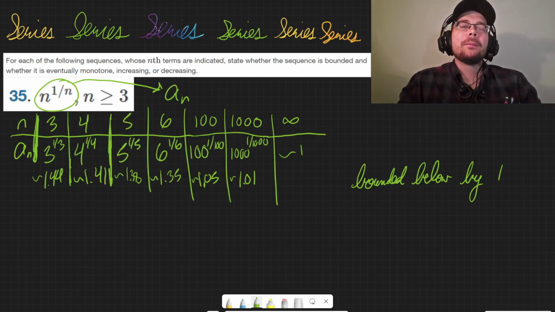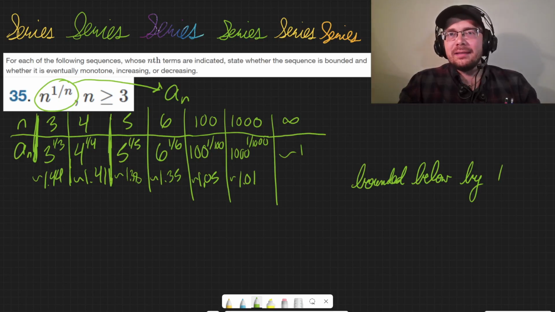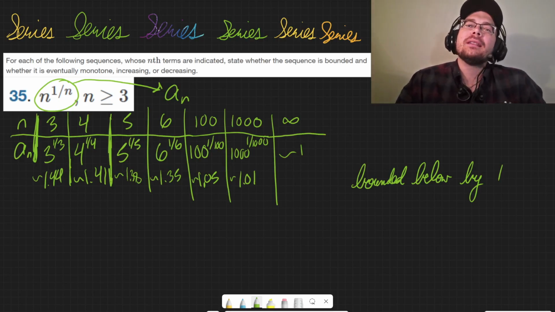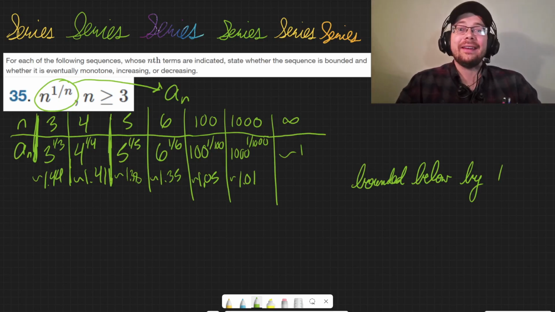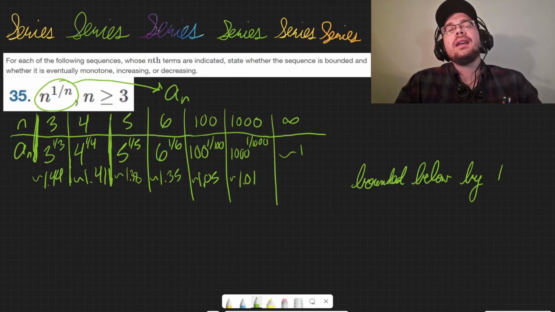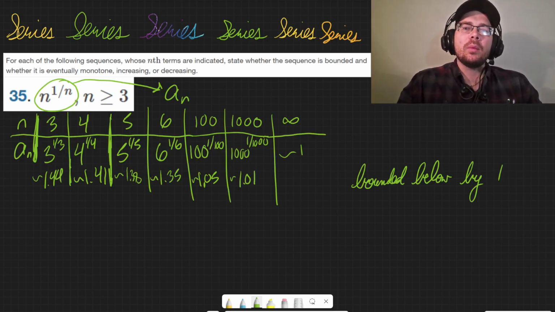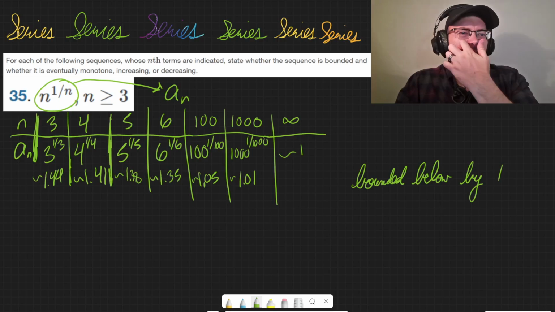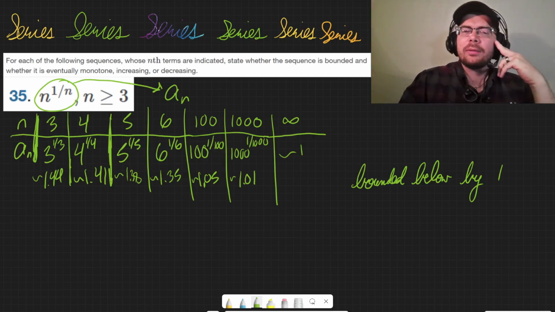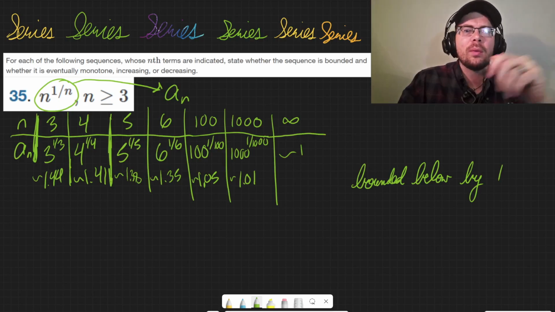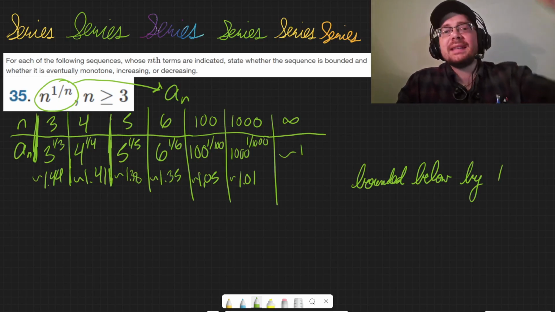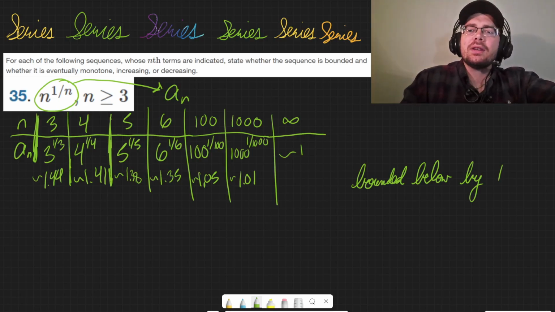So if we're increasing all the time, we're monotone increasing. If we're decreasing all the time, then we're monotone decreasing. If we're stagnant all the time, then we'd be monotone stagnant. There's not really an option for that. So we're definitely decreasing. It's not a wave. It's just leveling out. 1.44, 1.41, 1.38, 1.35 is decreasing pretty slowly, but it is decreasing, and it's always decreasing. So we would say monotone decreasing.